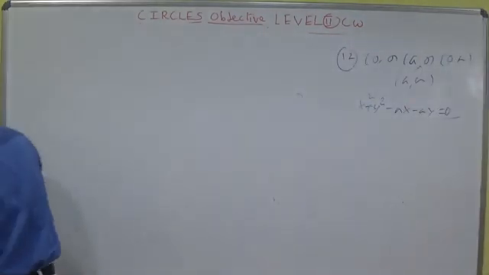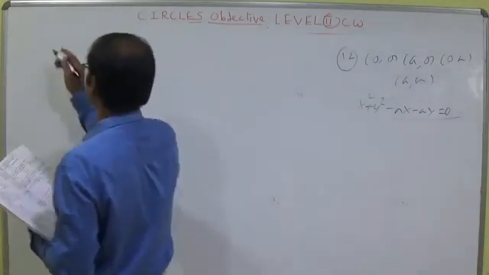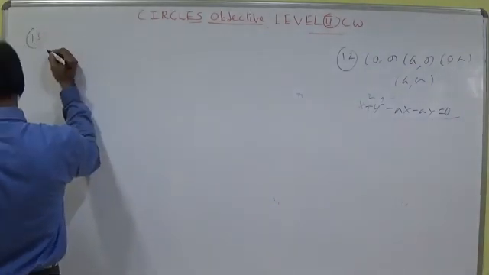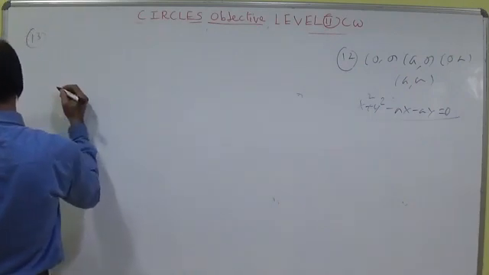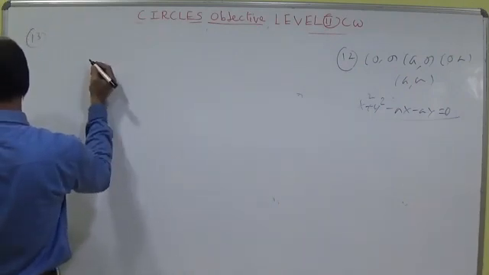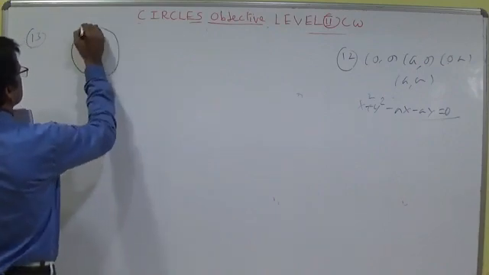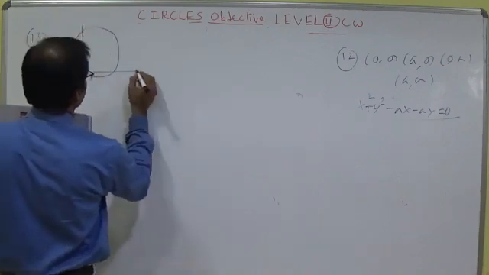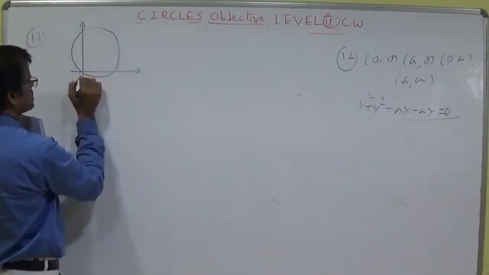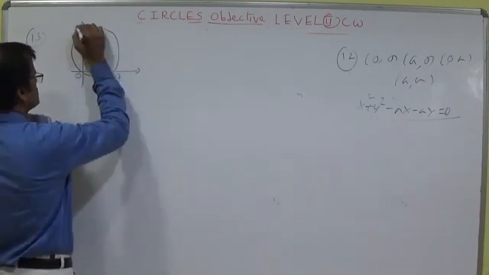Two rods of lengths A and B. 13th question. Two rods of lengths A and B slide along the coordinate axes such that their ends are concyclic. Draw it like this. This is a rod and this is a rod. Their ends are concyclic. Put A here. This is A, this is B.